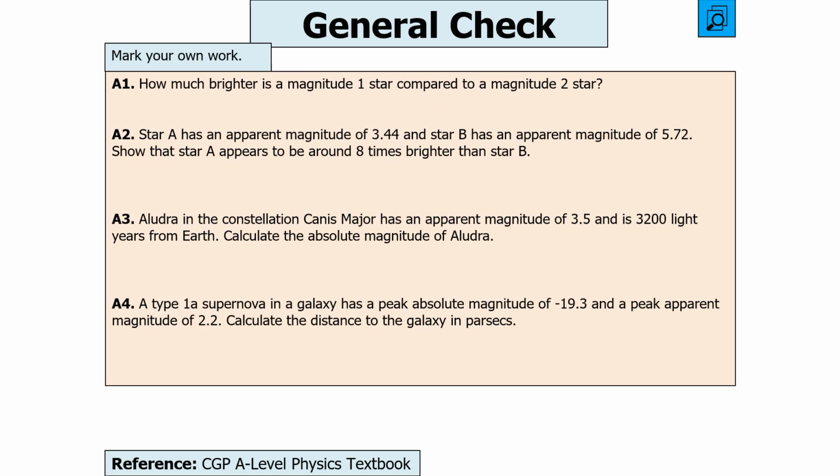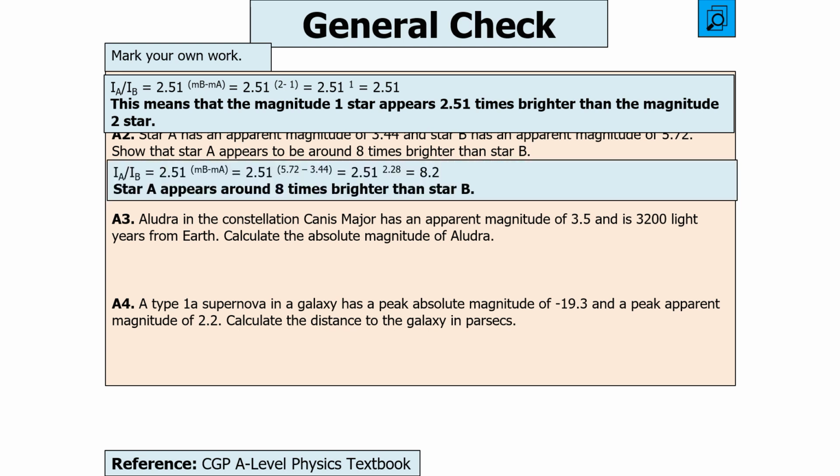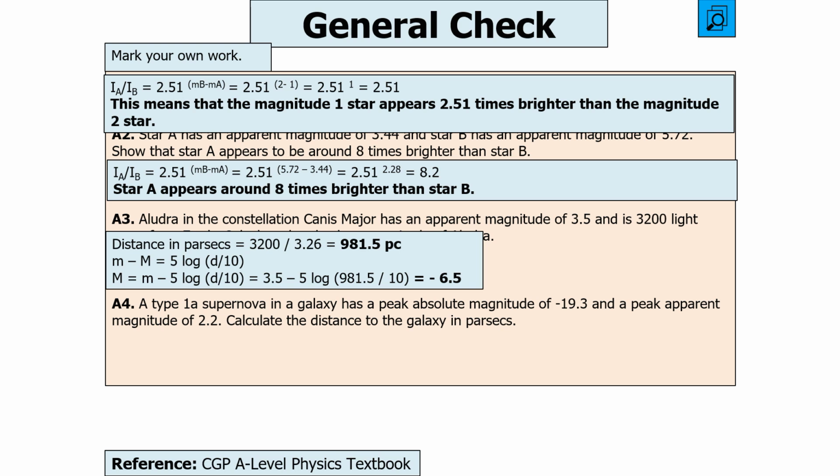Right, so for this first one, you've got to understand you can work out the difference in brightness by doing 2.51 to the power of the difference between the two magnitudes. So it's 2.51 to the power of 1, because that's the difference between 2 and 1, which is 2.51. So the magnitude 1 star is 2.51 times brighter than magnitude 2, because the lower the number, the brighter the magnitude in this particular scale. The next one, you'll find once again the difference in the magnitude, so it's 2.51 to the power of 2.28, which is 8.2.